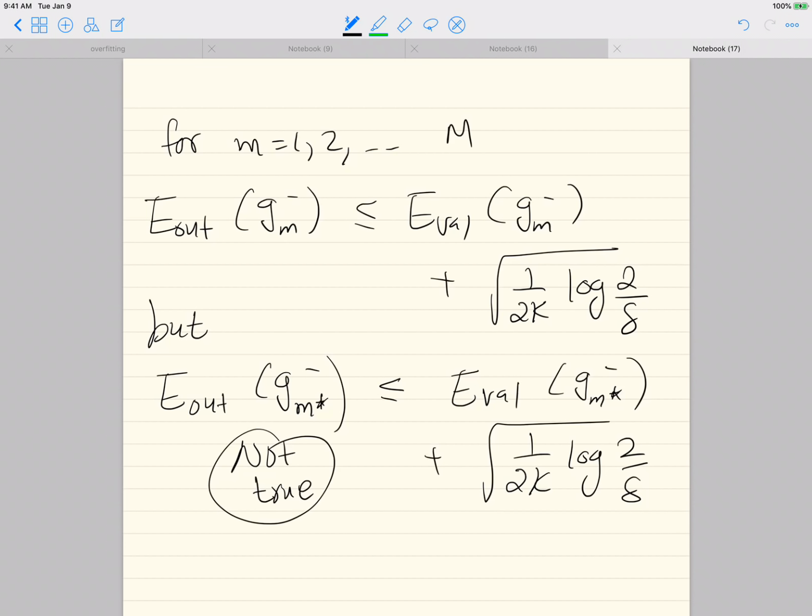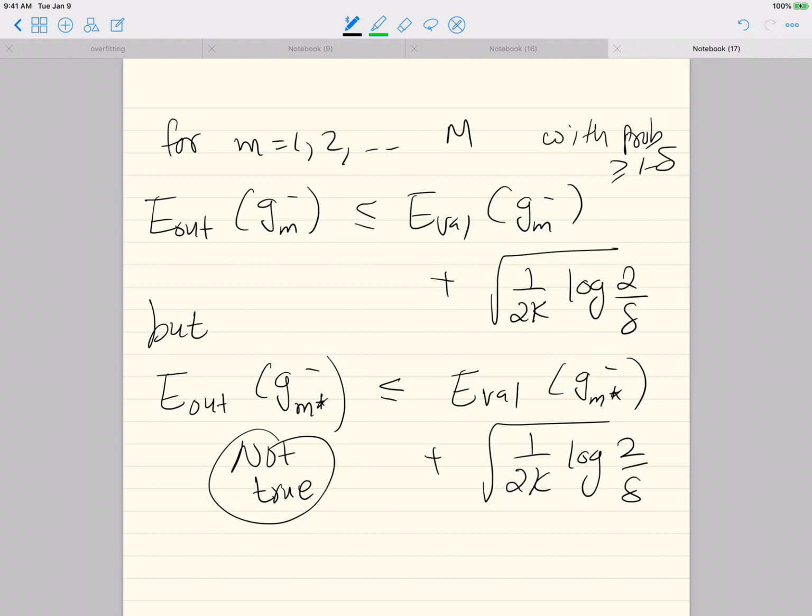Okay. Although m star is only one out of these M values, and for each of them this holds, so this happens with probability greater than 1 minus delta. For each fixed m, this will hold. For m equals 1, this will hold. For m equals 2, this will hold, and so on. And m star is 1 out of these M values. It is either 1, 2 up to M.